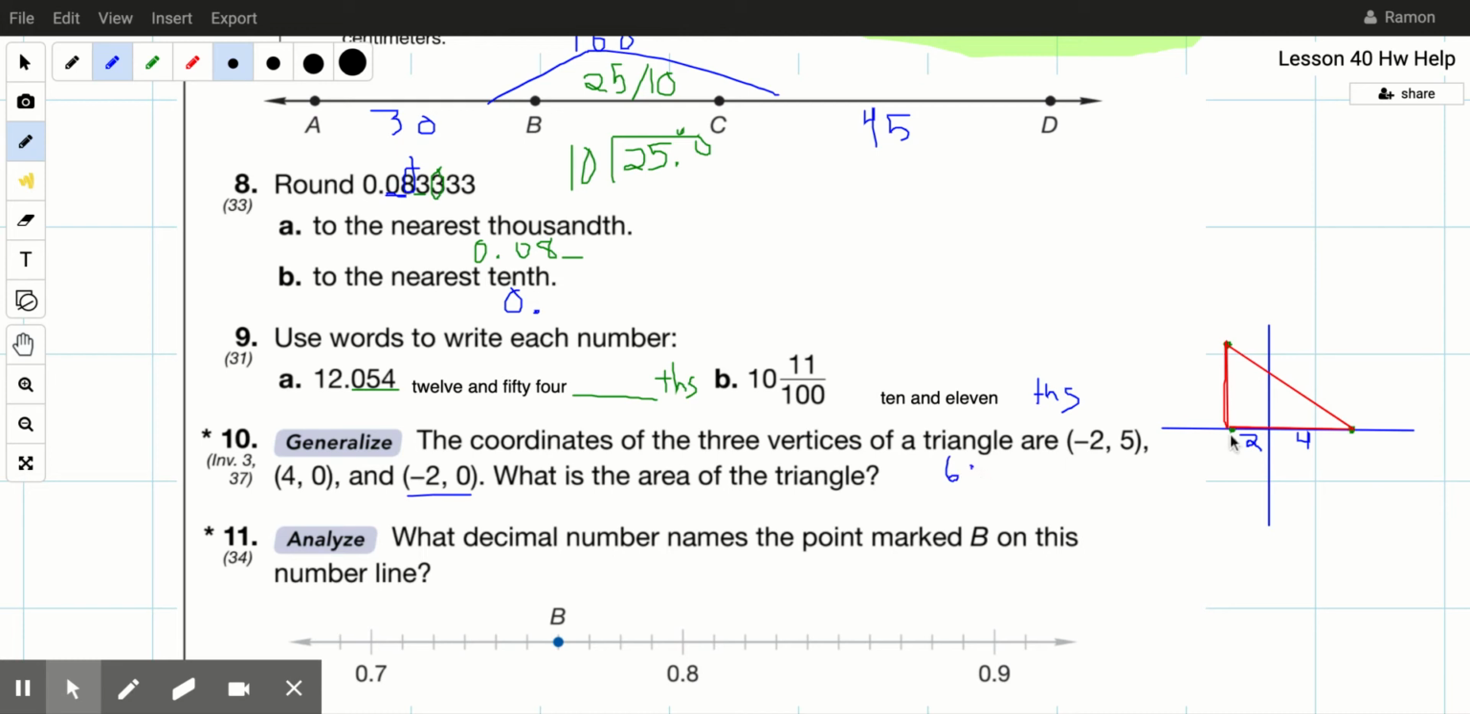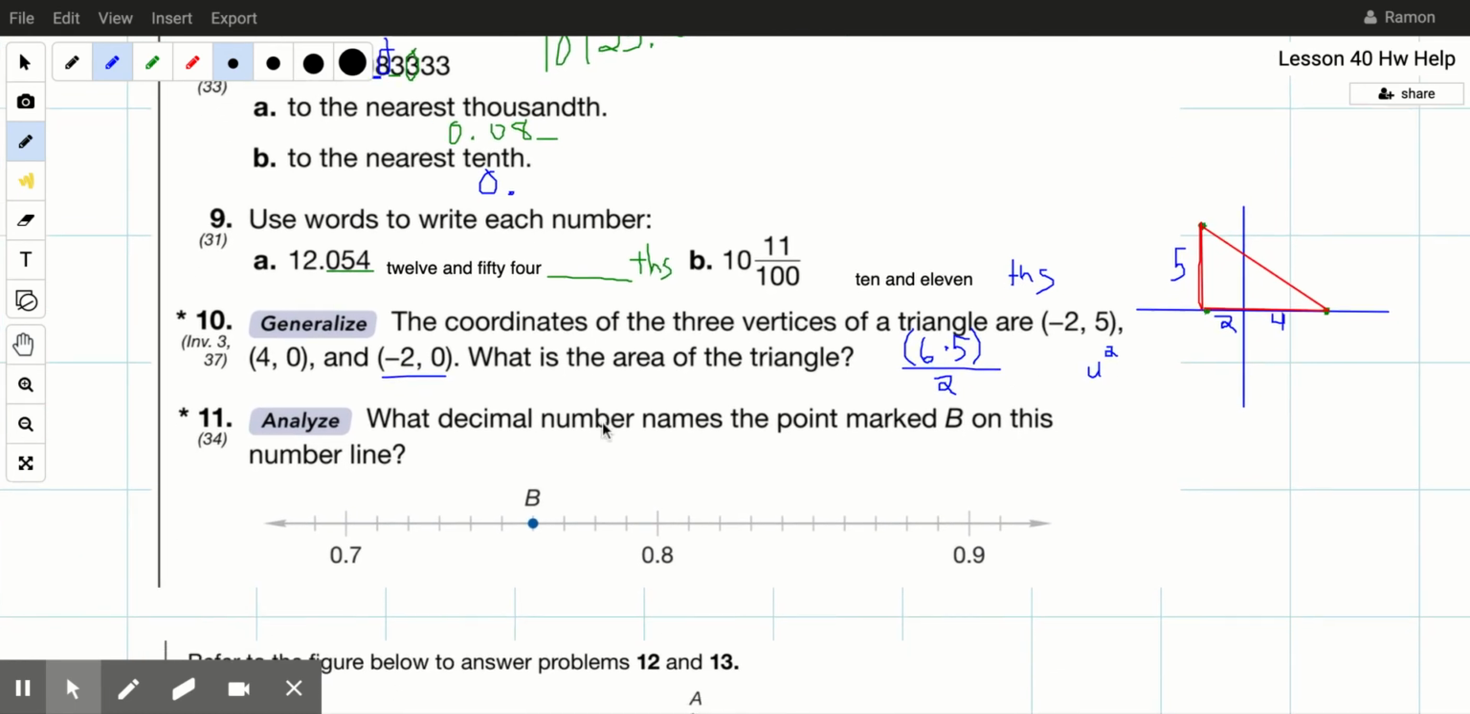Now we multiply by the height. Now the height is from negative 2, 0 to negative 2, 5. So what we're looking at is the y value. It goes from 0 to 5, which gives us a height of 5 units. And from there, we use the rest of the formula for the area of a triangle. After you multiply the base and the height, you just take half of that product, and that gives you your area in units squared, since they don't give us units for measurement.